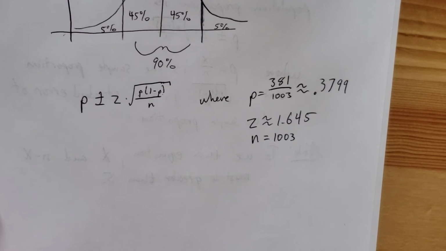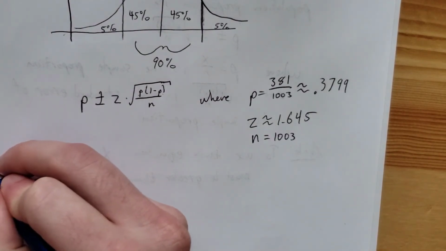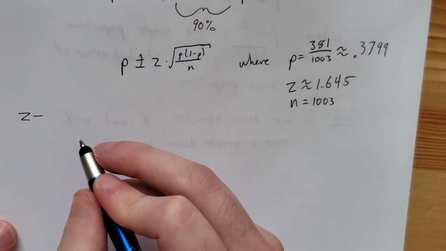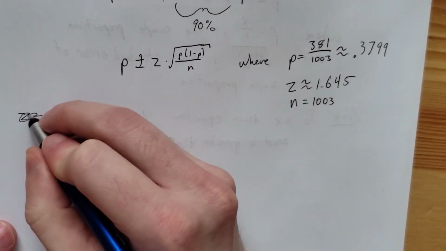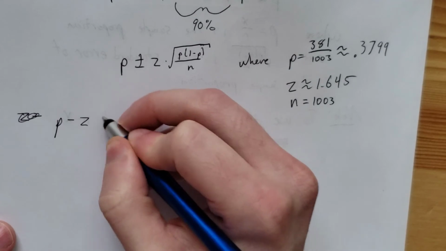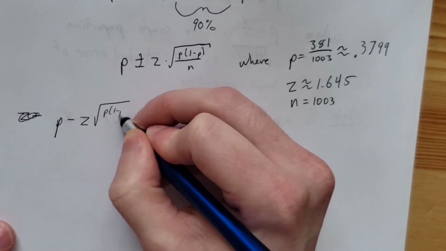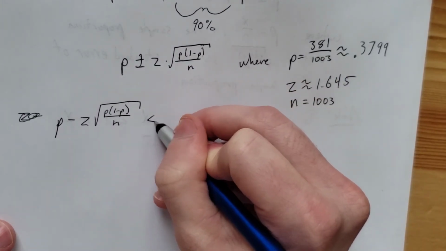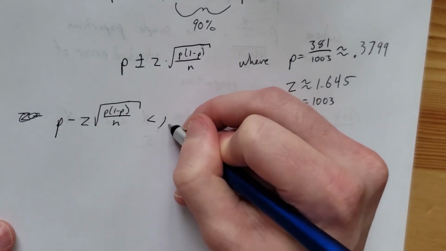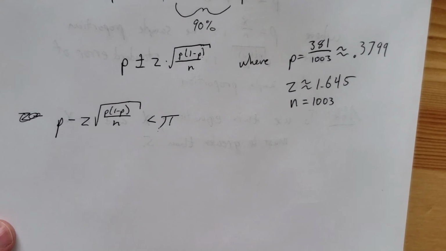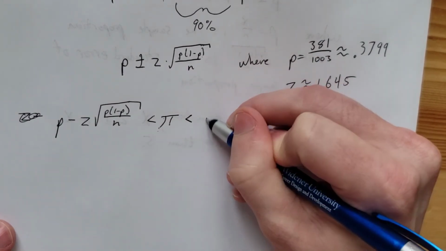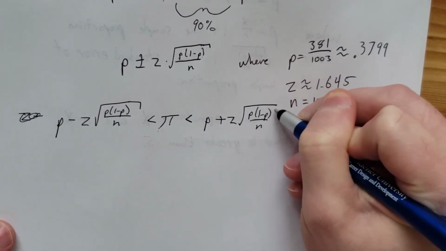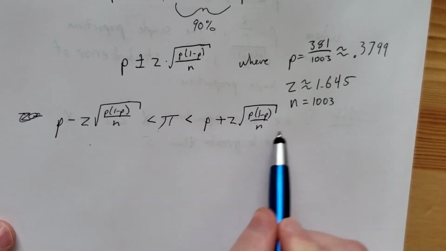So our interval goes from p minus z times the square root of p times 1 minus p, all over n, is less than pi, where pi is our population proportion, which is less than p plus z times the square root of p times 1 minus p all over n. So we just plug in these values in the appropriate spots here.